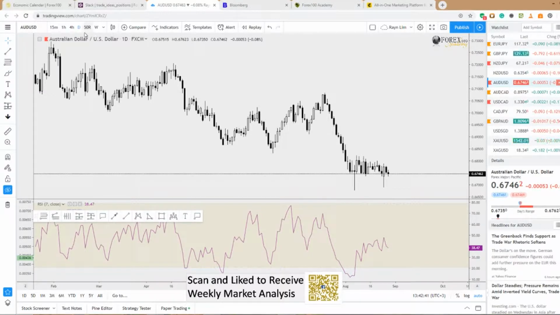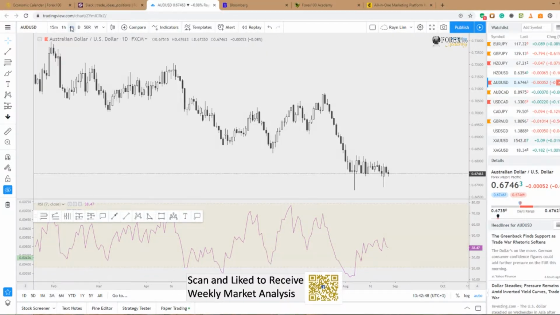Alright, so on the daily chart, Australia dollar, bearish movement. It went sideways. 4 hour.